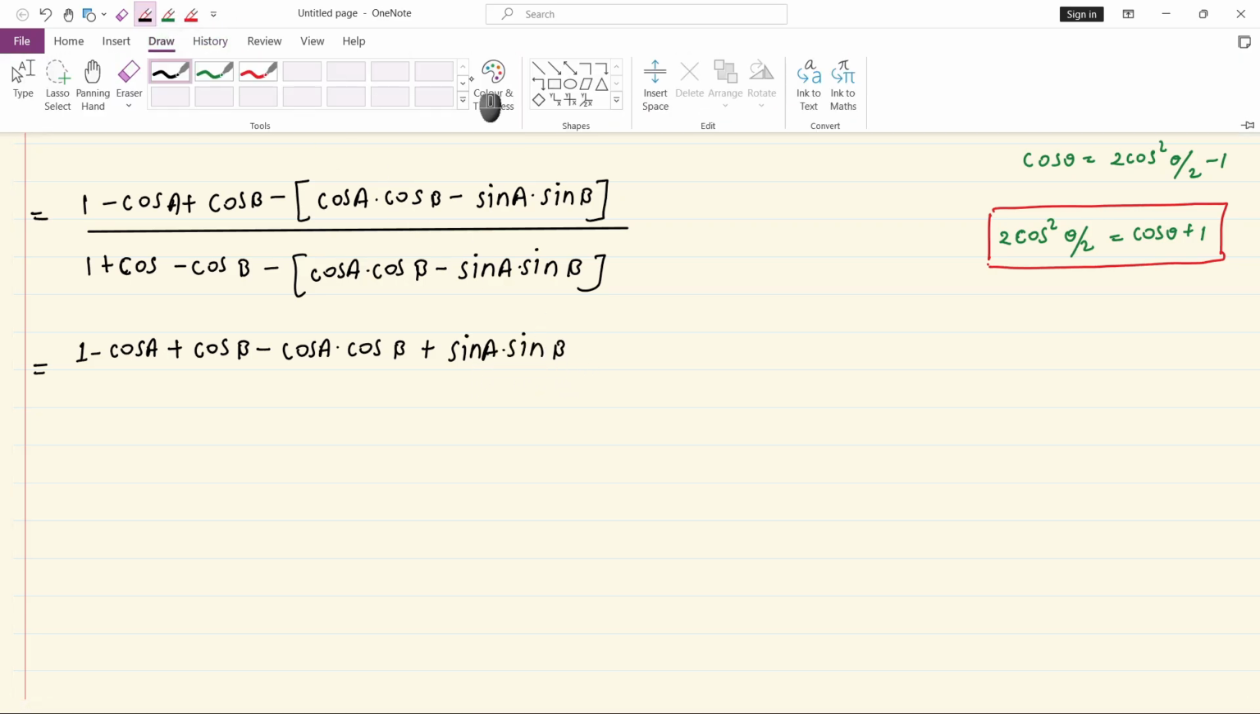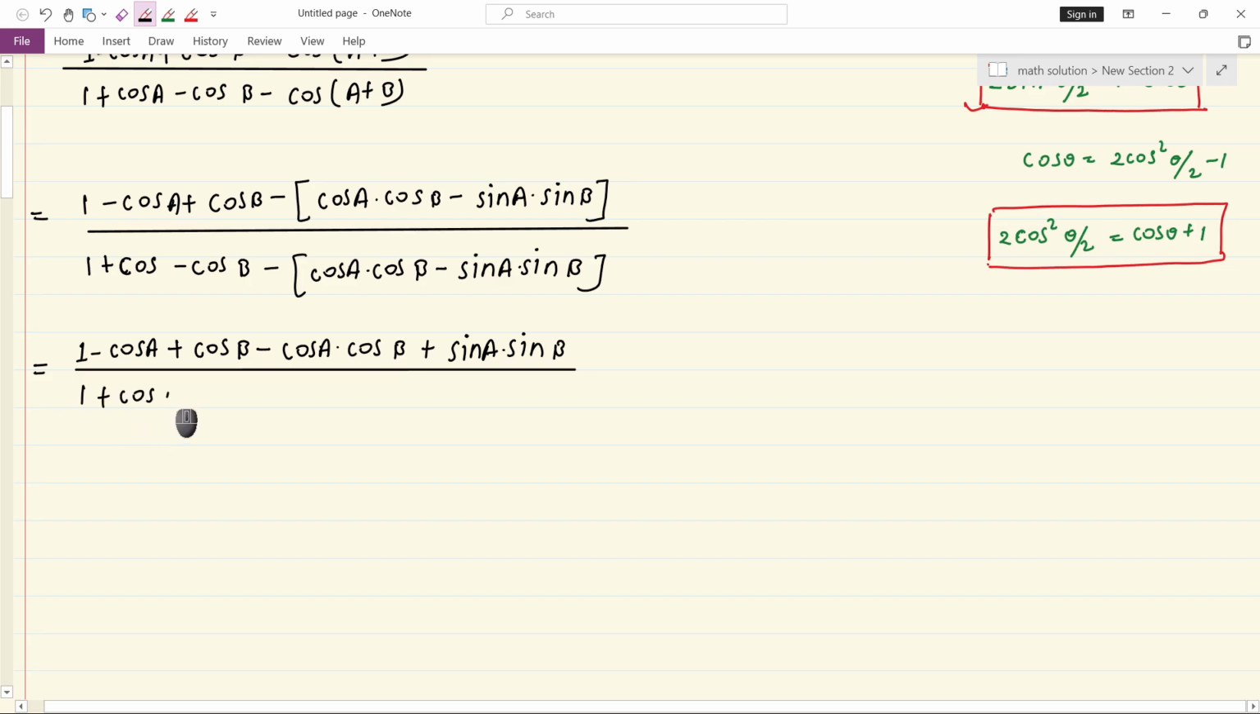Now give the fraction here. 1 plus, in the denominator also, cos, sorry, I have missed the cos A minus cos B, and now open the bracket by multiplying with the minus, so it will be minus cos A cos B plus sin A sin B. So okay, now let's start our main thing here.